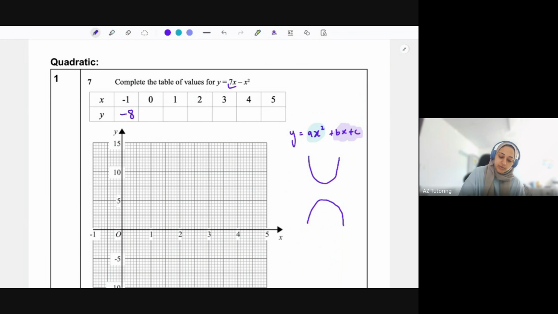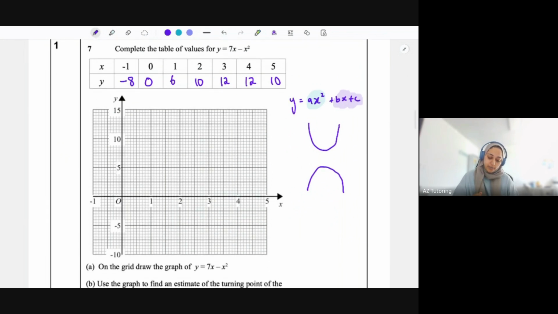The next one's pretty straightforward. That becomes 0. 0 minus 0 is just 0. When it's 1, we've got 7 minus 1 squared, which is 1. 7 minus 1 is 6. 7 times 2 is 14. 14 minus 2 squared, so 14 minus 4, sorry, is 10. 7 times 3, 21. 21 minus 3 squared, which is 9. That gives us 12. Again, we get 12 for this one, so just substitute in and we get 10. So that's the values we get. We're just substituting the x value into the equation.